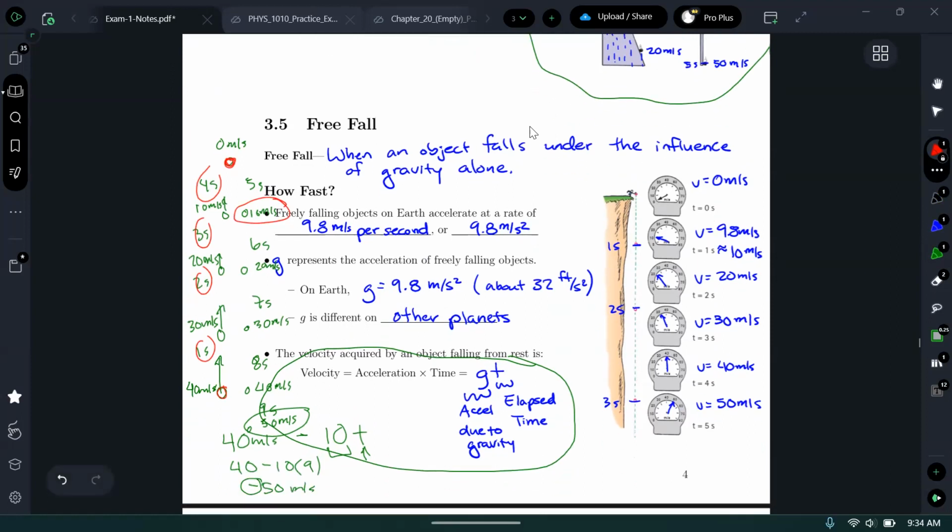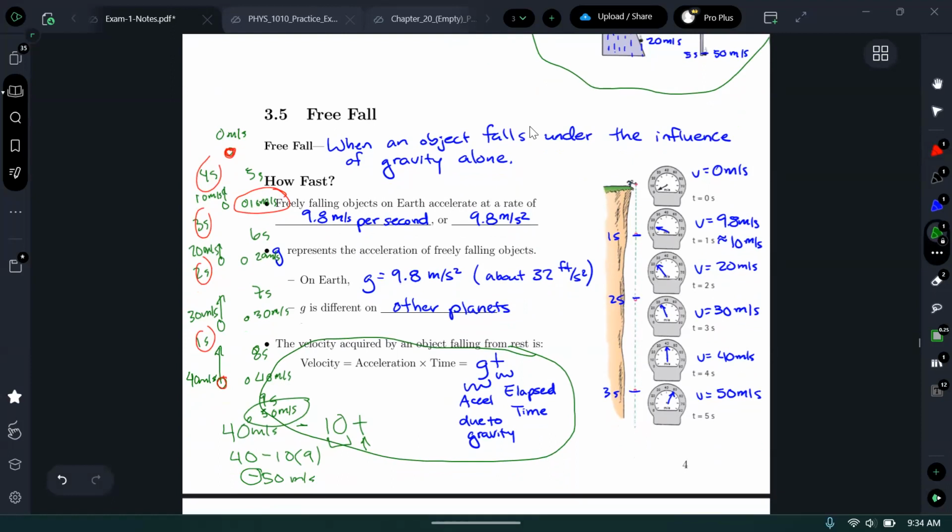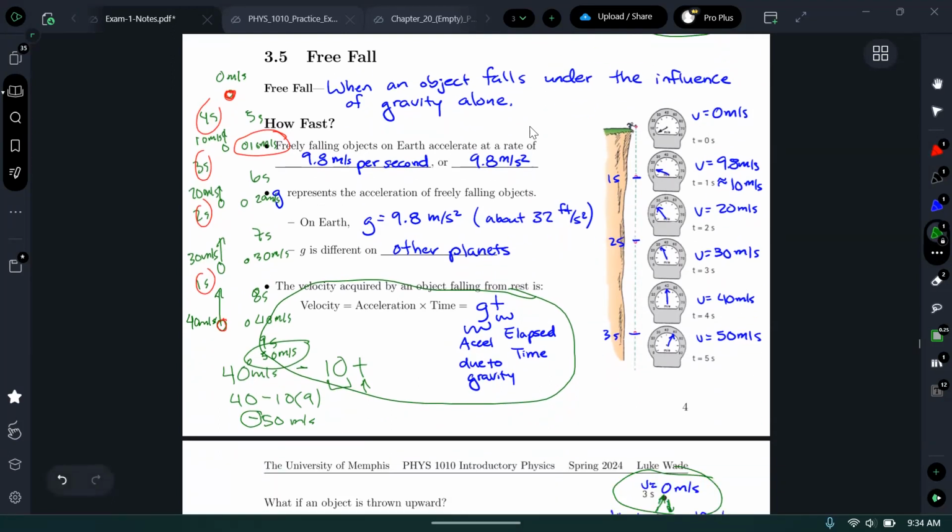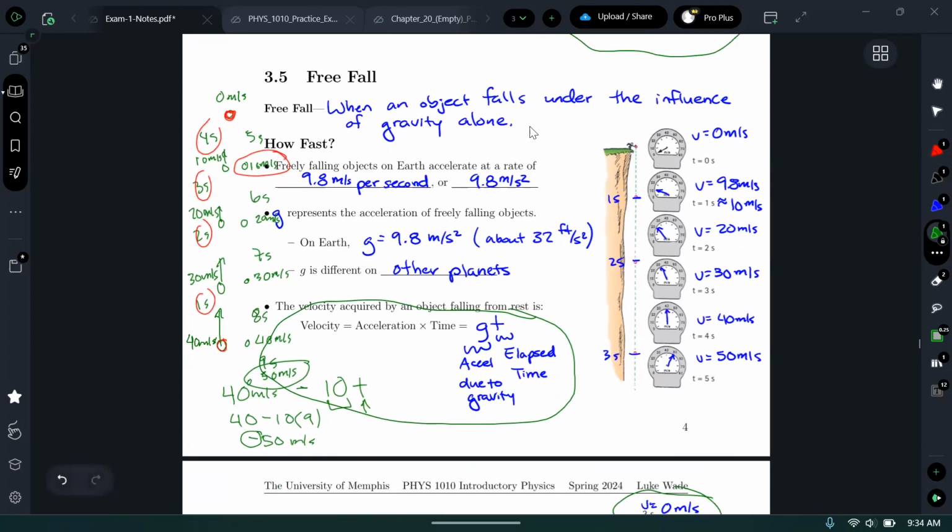And the algebra way to solve those types of problems where it's asking you how long does it take to reach the top is you can count it off like this and see how many seconds it takes to get to 0, or you say 40 minus 10t equals 0 and you solve for t, and that'll still give you 4 seconds.